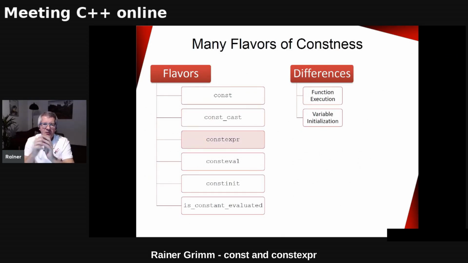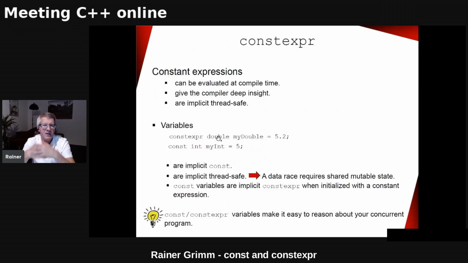Now I come to, you see, 98, 11, 20, 20, 20. So I come to C++11. The next thing we have is constexpr, or constexpr expression. Okay, constexpr means it can be evaluated at compile time. I talk in particular only about a function.